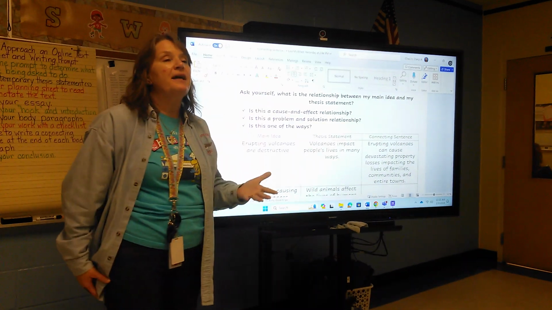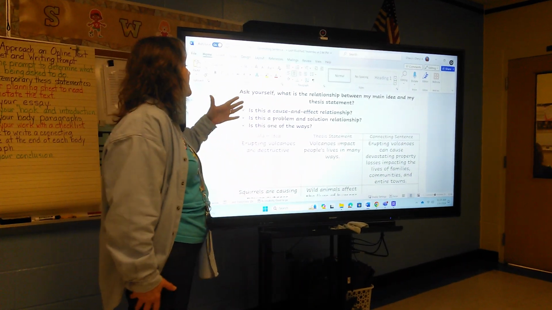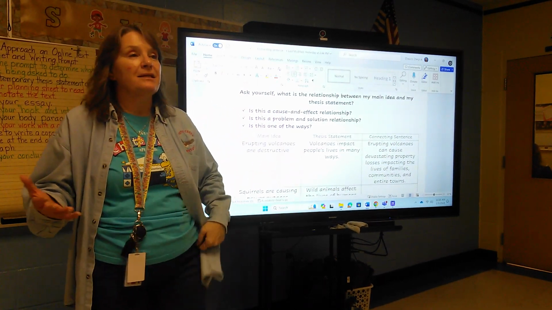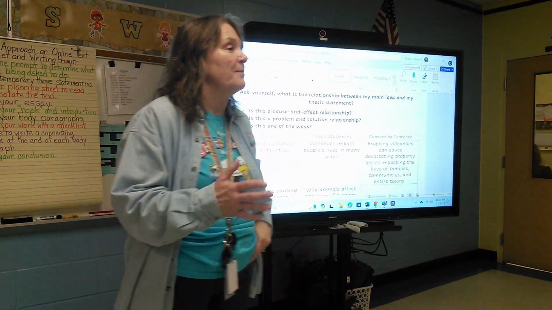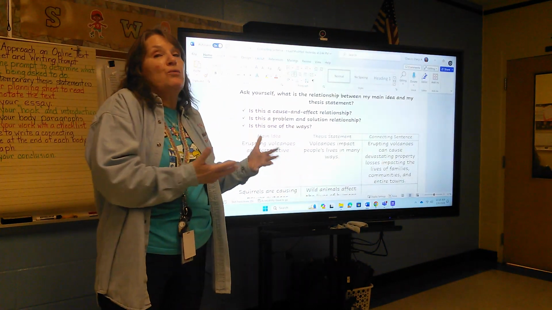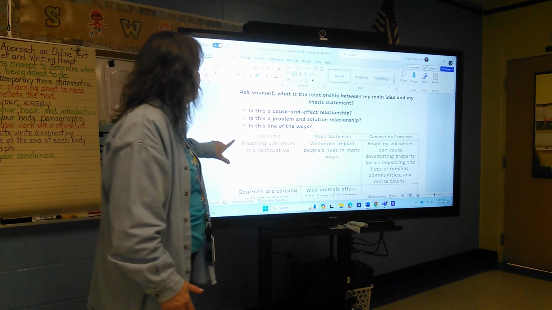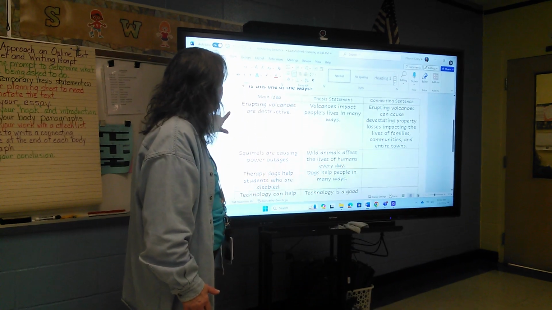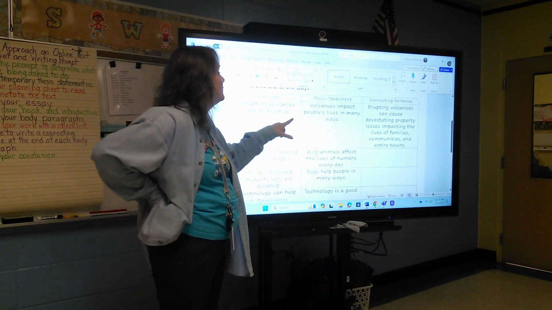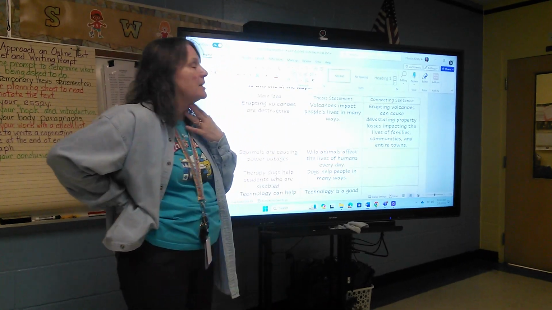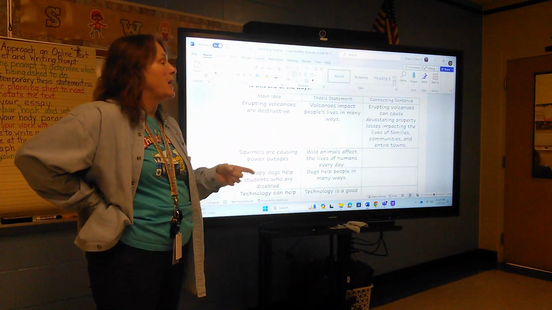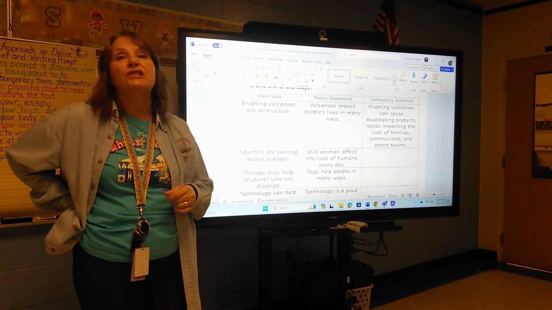The example questions that you could ask yourself: Is this a cause and effect relationship? Is this a problem and solution relationship? Is this one of the ways? So if your thesis statement was something like in several ways or in many ways, was your main idea one of the ways that that happened? So let's look at an example here. In the middle column, this is our thesis statement. The thesis statement for this essay was, volcanoes impact people's lives in many ways. The main idea of that body paragraph was erupting volcanoes are destructive.